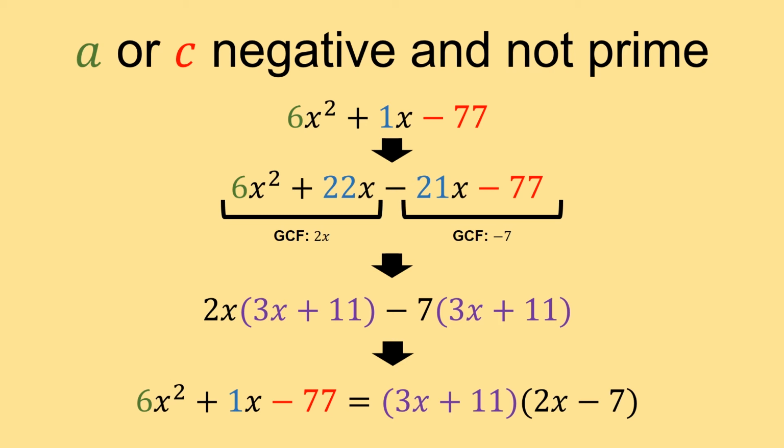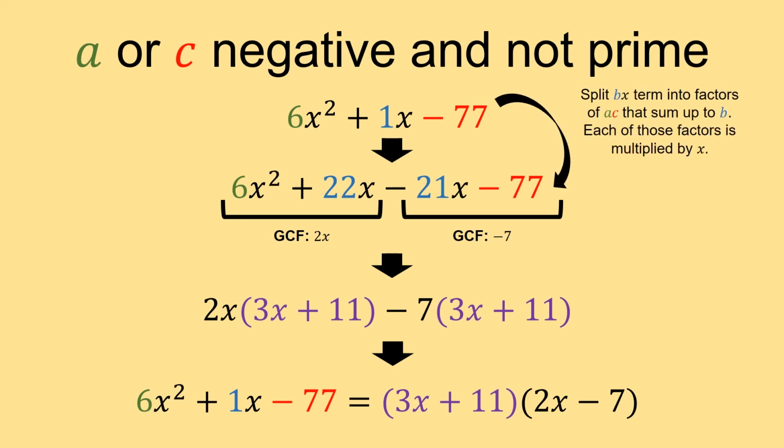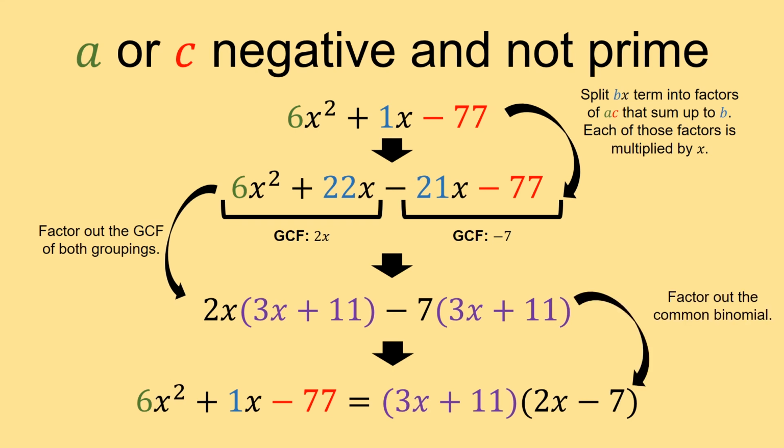With everything in front of us, to get from the first step to the second step, we split the bx term into factors of a times c that summed up to b. We then factored out the GCF of both groups in order to get from the second to the third step. And finally, at the end, we factor out the common binomial to get to our final factored form. Now, I'm going to leave this up for a few seconds so you can pause the video and take some notes.